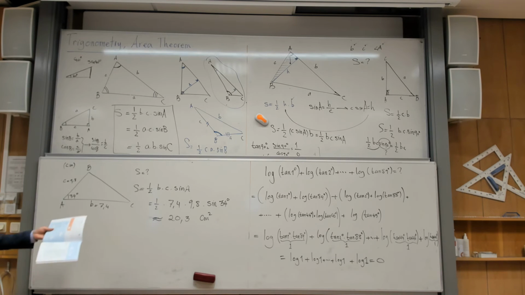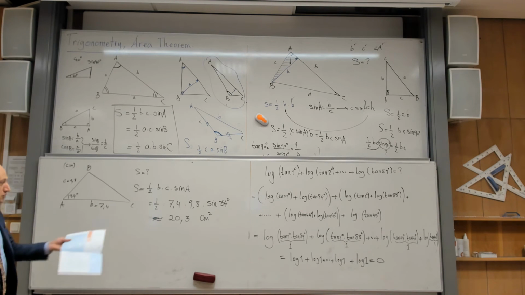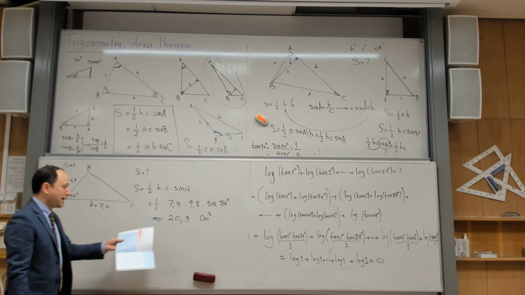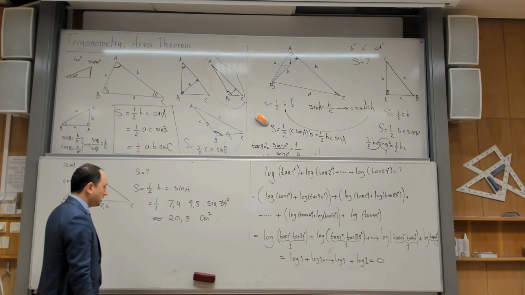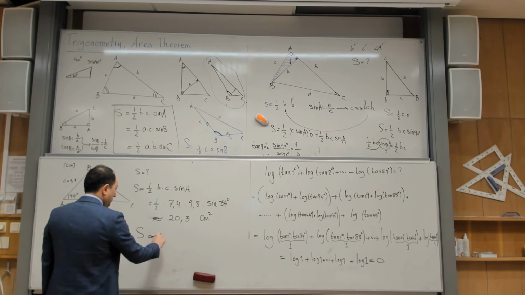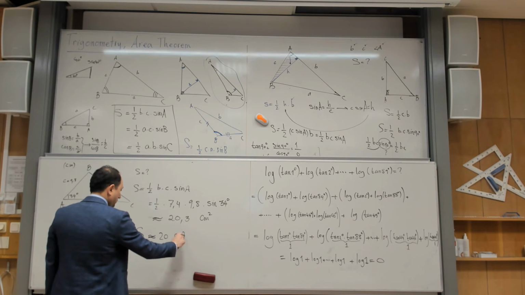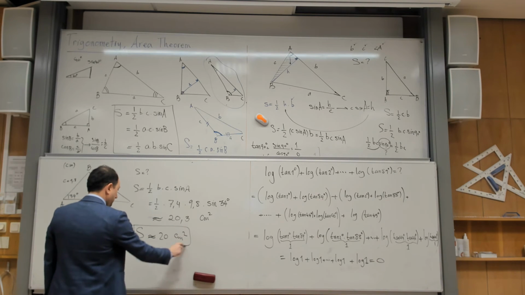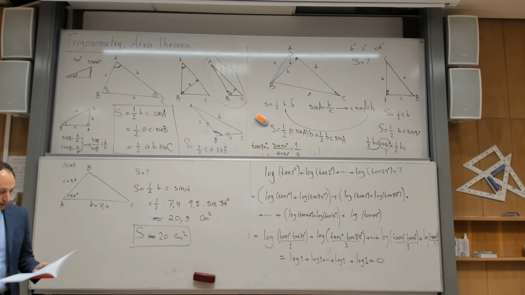But how many significant figures do we have here now? 3, so I have to reduce it to 2. So I have to get rid of the 3 here. But I round it down because 3 is lower than 5, so I would say that S is approximately 20 centimeters squared. This is the way that they have solved it.